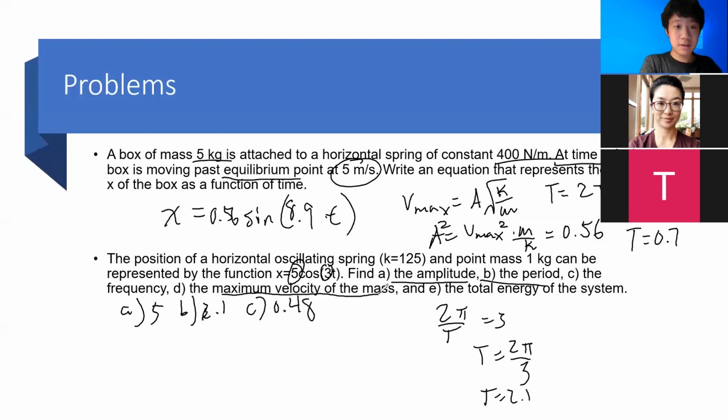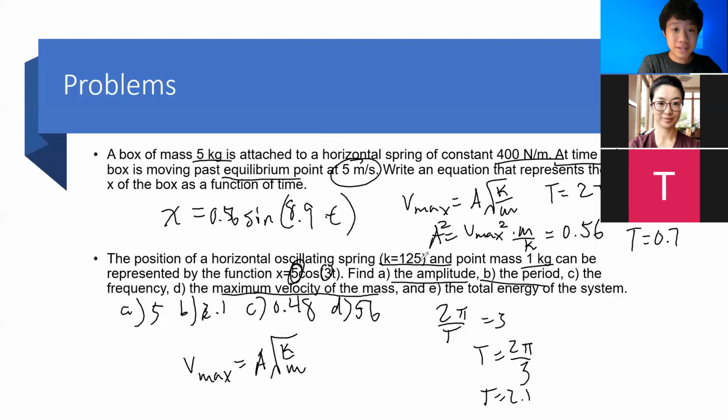Maximum velocity. Well, we know that v max is equal to A times the square root of k over m. We have k, we have m. So the square root of 125 multiplied by A, which is 5, 56. Oh, we forgot to take the square root. Actually, never mind. I don't think this is very realistic then. D equals 56. Because normally, we're not going to stretch it 5 meters, right? So obviously, it's not going to be realistic.